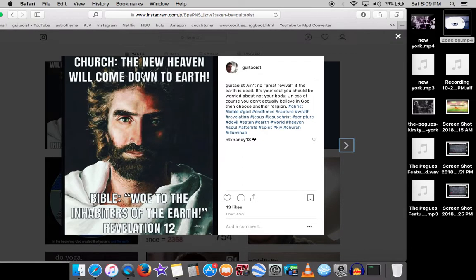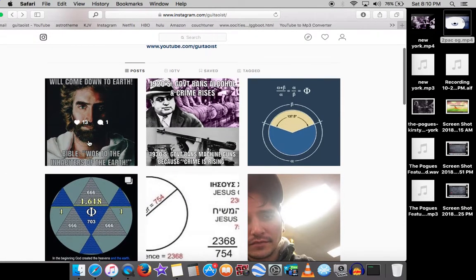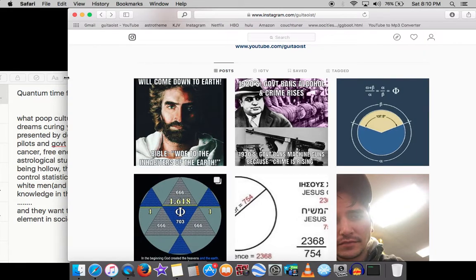Here's a good one. The churches want to say the great revival talks about the new heaven will come down to earth, so don't worry. But then when you actually whip out a Bible, which most Christians don't, it says, woe to the inhabitants of the earth. And praise those in heaven. The earth is going to die. The earth is fucked. There's not going to be some physical new heaven. Are you serious? Heaven is when you're dead and you're not in this body. The earth is fucked. You want to get out of here. The New World Order's coming. But that's all hearsay.